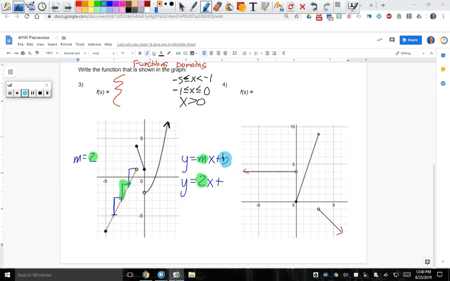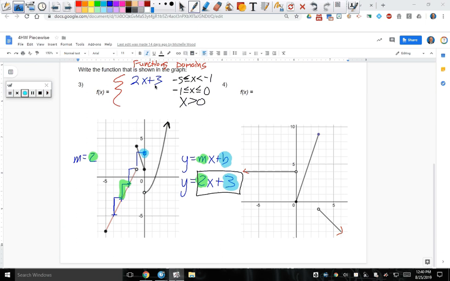If I were to keep going up 2 over 1, up 2 over 1, had it kept going on forever, it would have hit the y-axis at 3. So we're going to put that the y-intercept, where it hits that y-axis, would have been at 3. So we just found what our equation is going to be. It's going to be 2x plus 3.